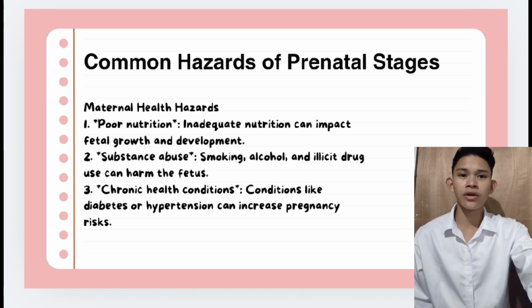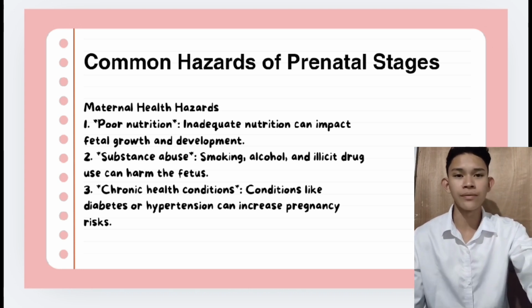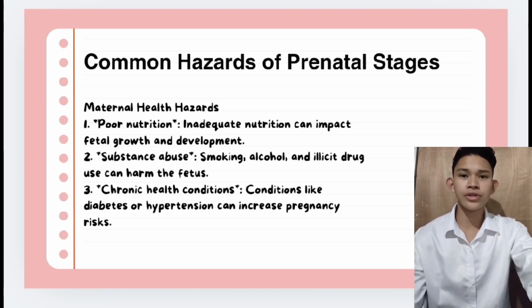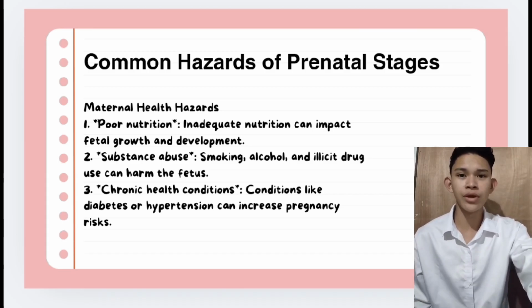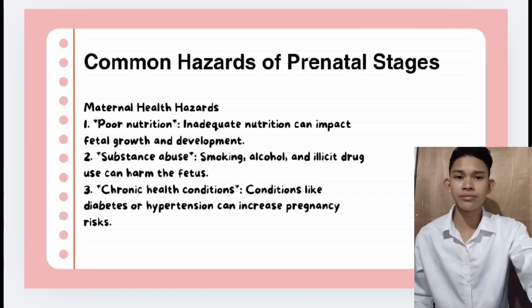The second one is maternal health hazards. The mother's health directly affects the baby's well-being. Poor nutrition can result in inadequate fetal growth, while substance abuse, such as smoking, alcohol intake, and drug use, can severely harm development. Chronic health conditions like diabetes and hypertension may also cause complications, raising risk during pregnancy.